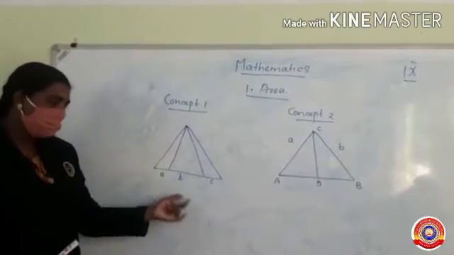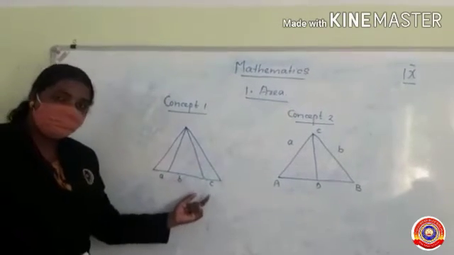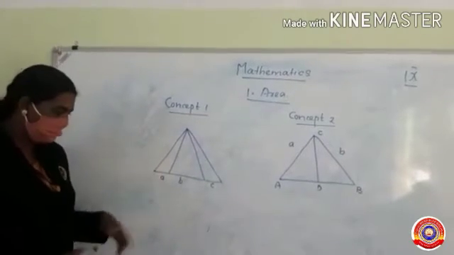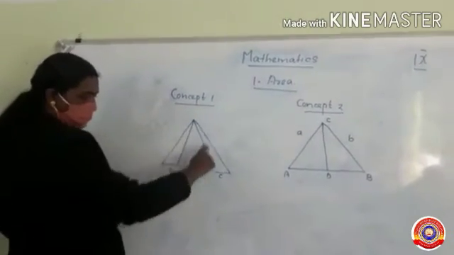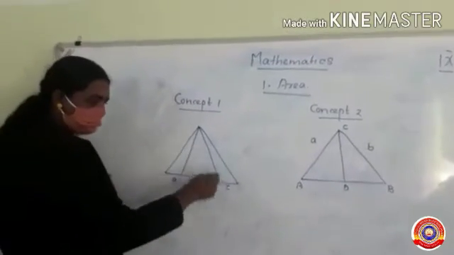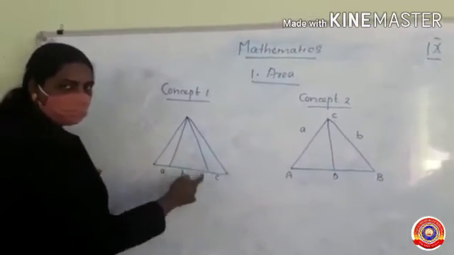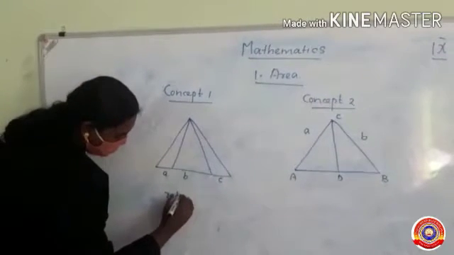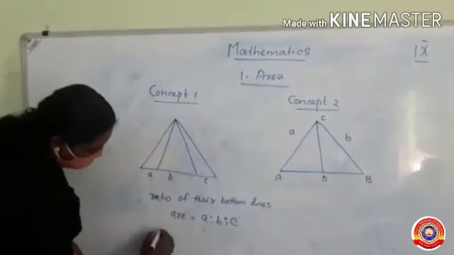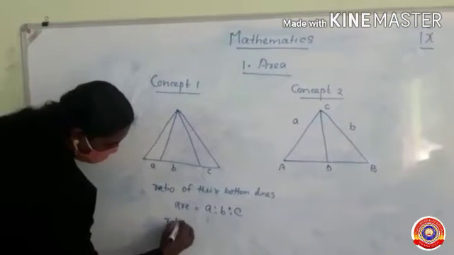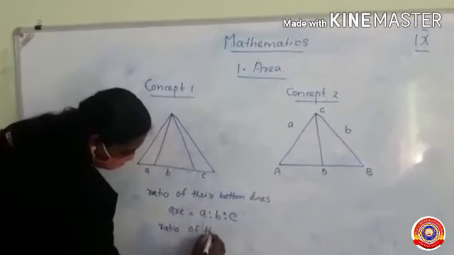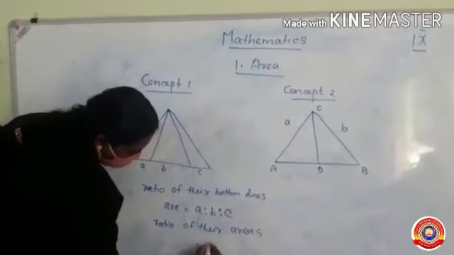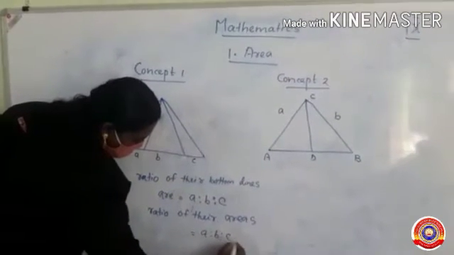Here, the bottom side is divided into three parts and named A, B, C. If so, the areas of the triangles are in the same ratio as that of the base. So, we can write the ratio of their bottom sides equal to A is to B is to C. Then, the ratio of their areas is equal to A is to B is to C.